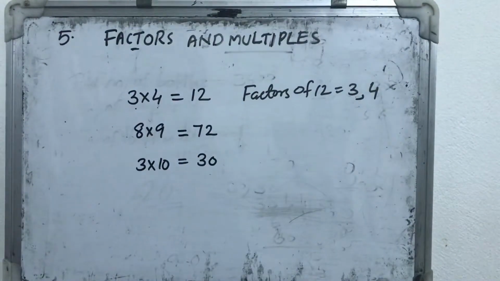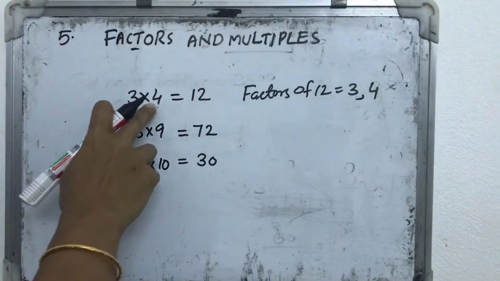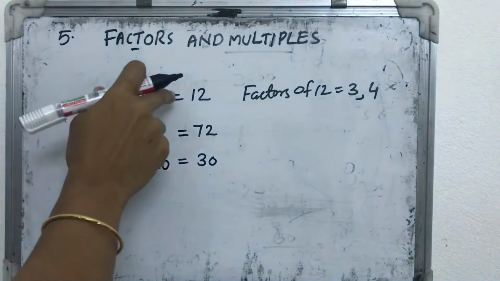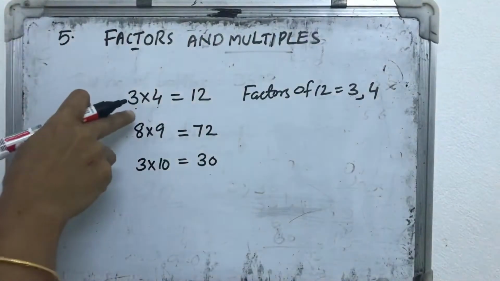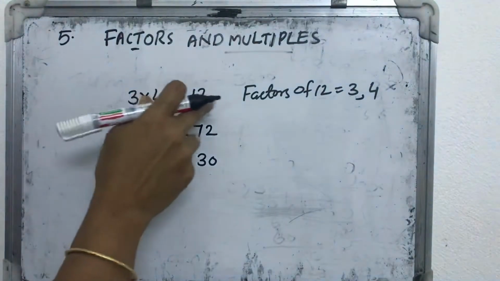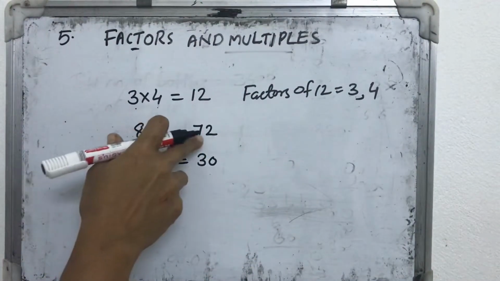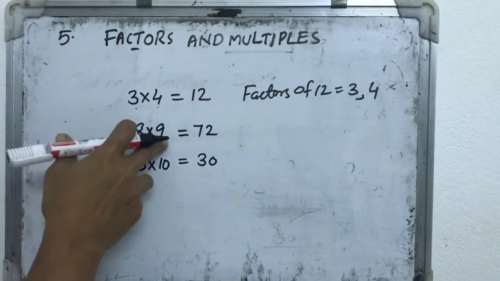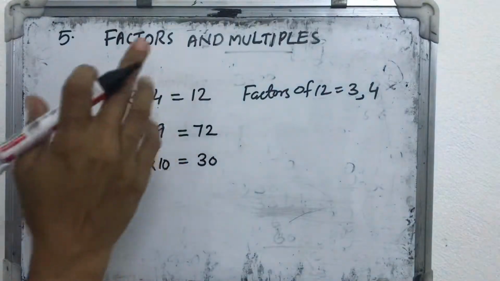So how can we define factors? Here we have two numbers that give 12 as the product. So we can say those numbers are the factors of 12. Now another example: here also we got the product 72, and when we multiply 8 and 9, we got the product as 72. So we can say 8 and 9 are the factors of 72.